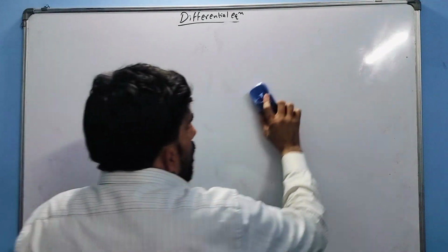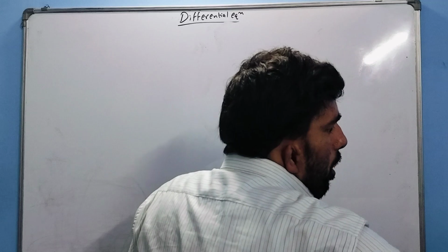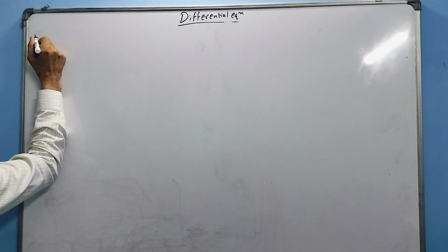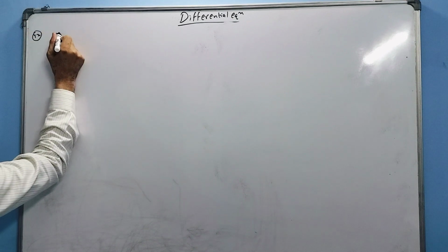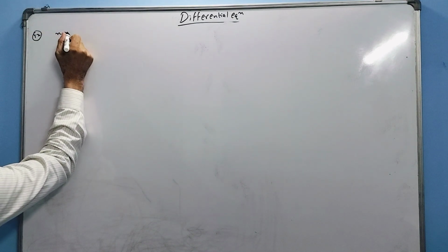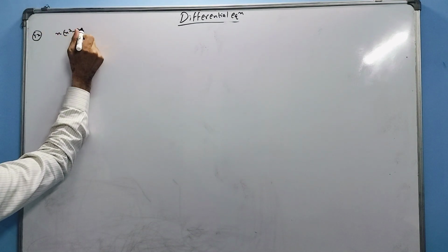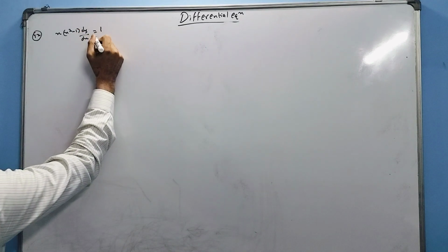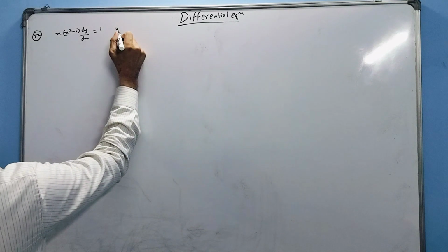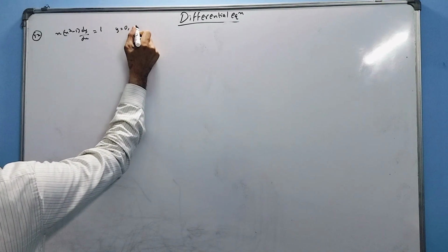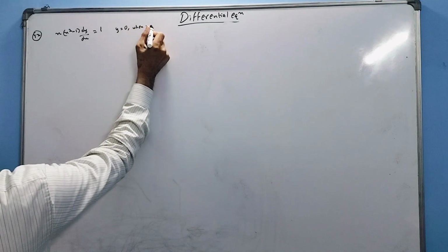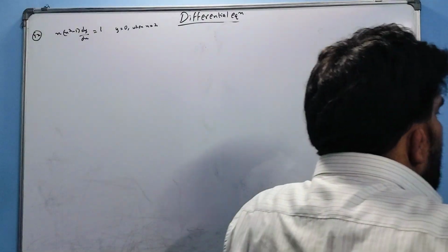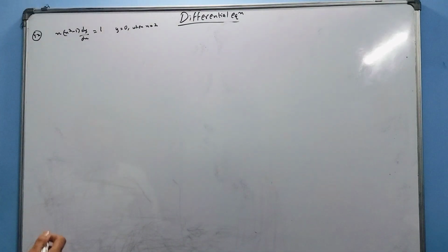Now let us try to solve the 12th question I have. That is, (x square minus 1) dy upon dx is equal to 1. We have y is equal to 0 when x is equal to 2. Okay, now let us try to solve this question.